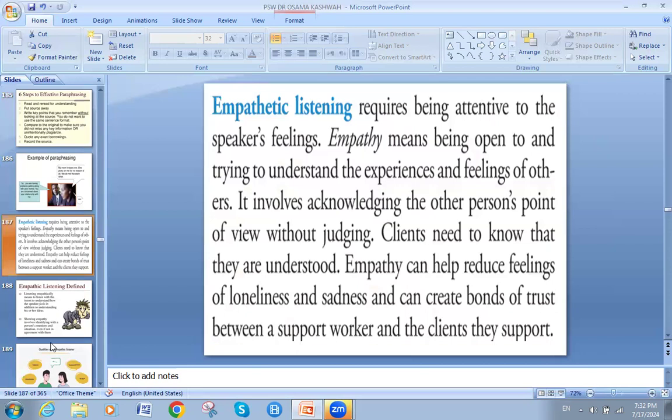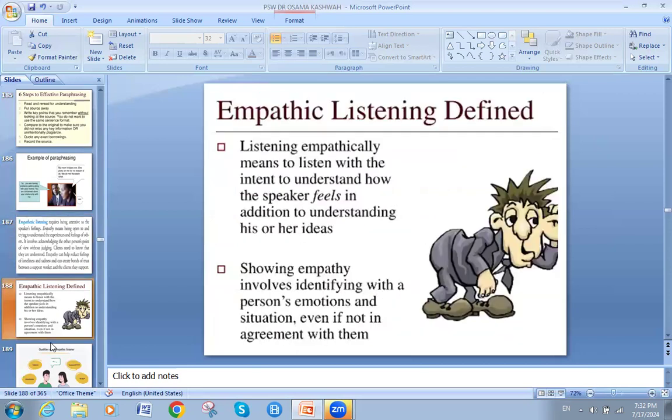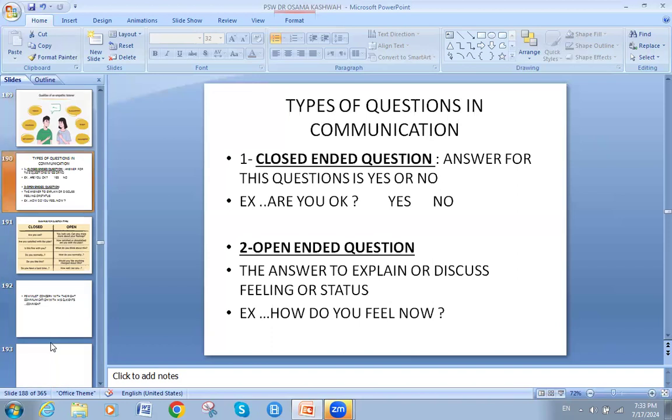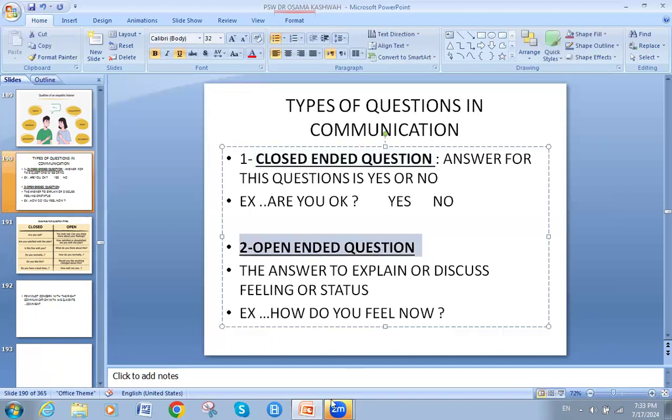We said a PSW must have empathetic listening to show care and interest in your clients and act accordingly. And then finally, we said that as a PSW, you have two types of question and you have to use both of them: close-ended question and open-ended question. Both of them are very important as a method of communication and dealing with your clients.